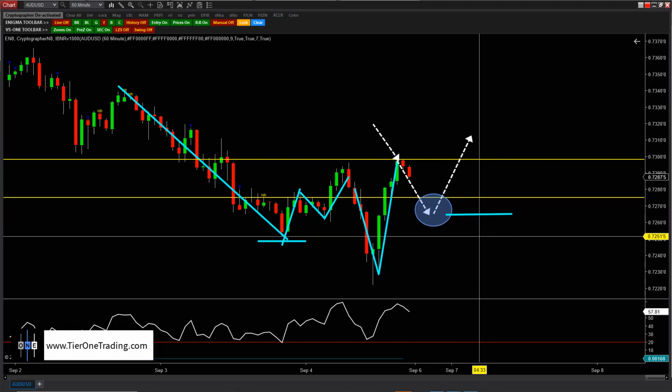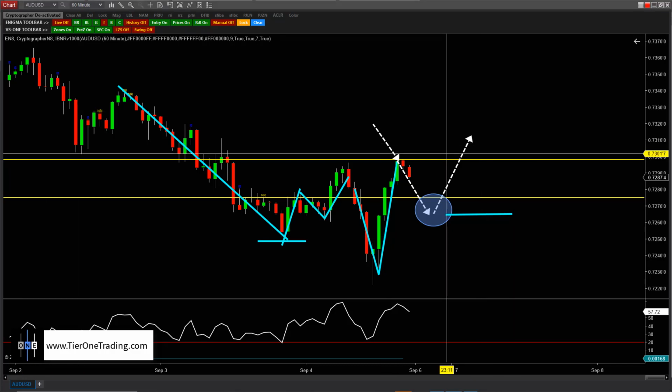So you can look at this in its own right on the 60-minute chart. You can combine this with your analysis from the daily and look for a retest of the highs, but something you certainly want to keep your eye on for the week ahead.